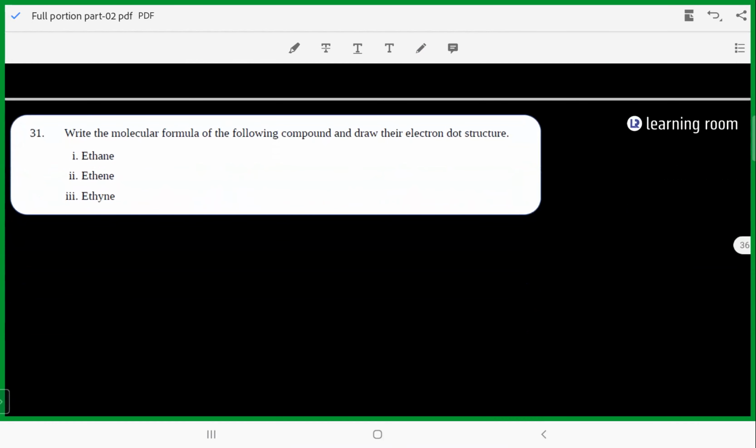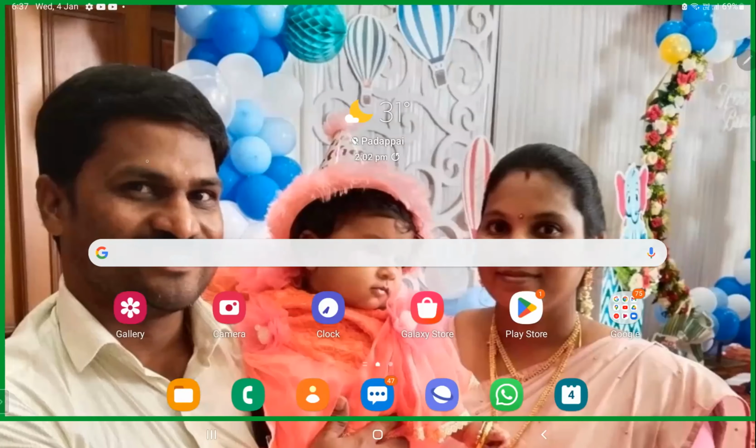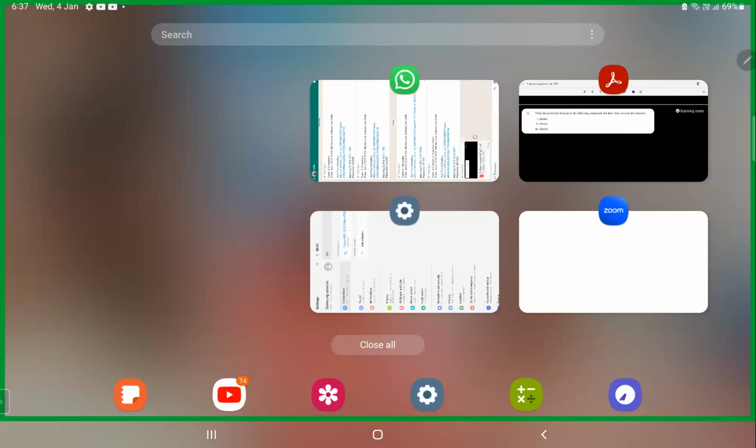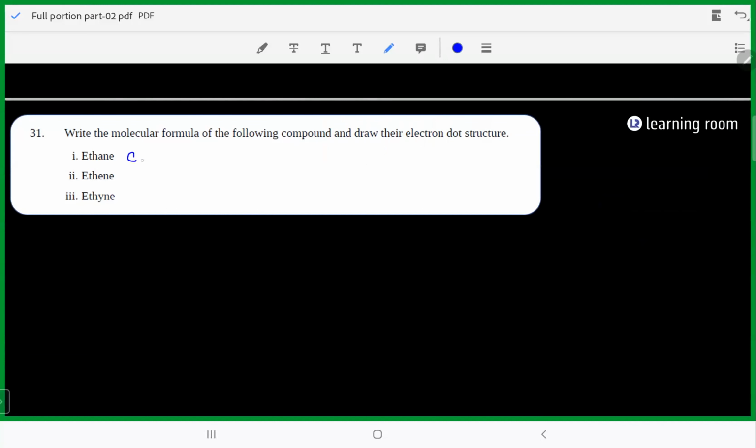Write the molecular formula of the following compound and draw their electronic dot structure. So first one, I will write the molecular formula over here itself. What is ethane? It means 2 carbon, C2H6. Ethene. So this will be ANE, ENE, YNE. So this is alkane, alkene, alkyne. C2H4, you have to minus 2, and C2H2.